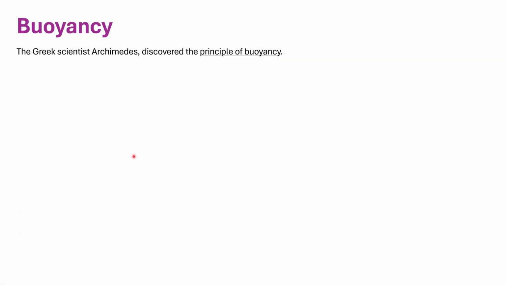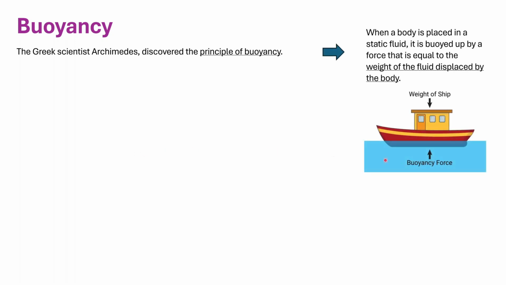Next topic is on buoyancy. The Greek scientist Archimedes discovered the principle of buoyancy, and it states that when a body is placed in a static fluid, such as water in this case, it is buoyed up by a force that is equal to the weight of the fluid displaced by the body. So in this case, a ship on water displaces some amount of water, so this buoyancy force here is exactly equal to the weight of the amount of water displaced by the ship.